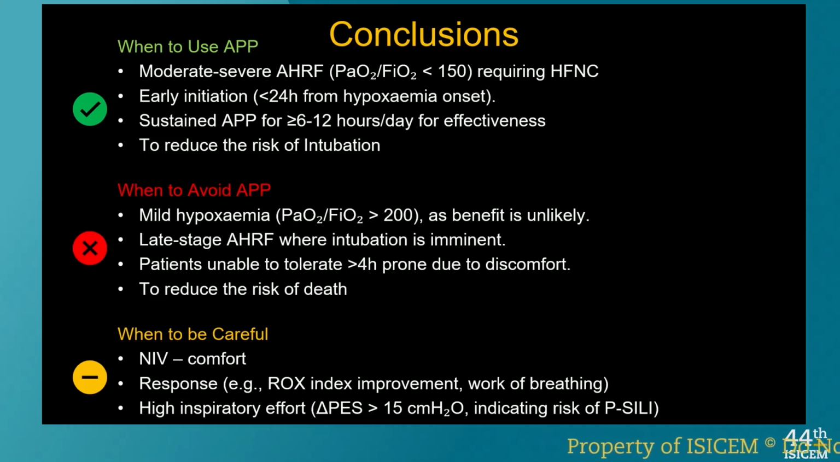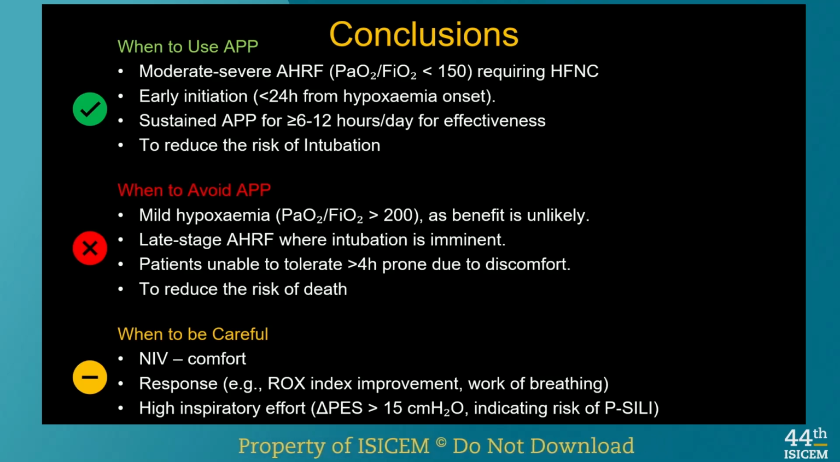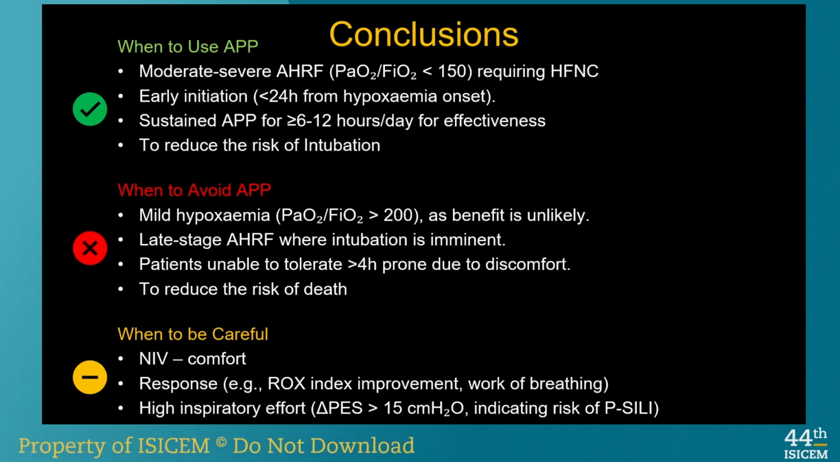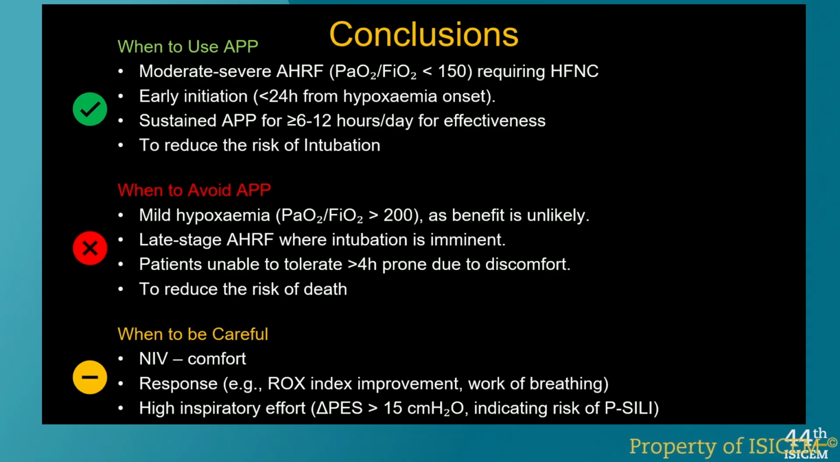This is my conclusion, and this is what I could take from the literature. Clearly the evidence for some of these points is more controversial, but I'll give you this. So when to use? Moderate to severe acute hypoxemic respiratory failure. There seems to be less benefit in patients with milder disease or with conventional oxygen therapy. Early initiation. Sustained prone position for at least 6 to 12 hours for effectiveness.